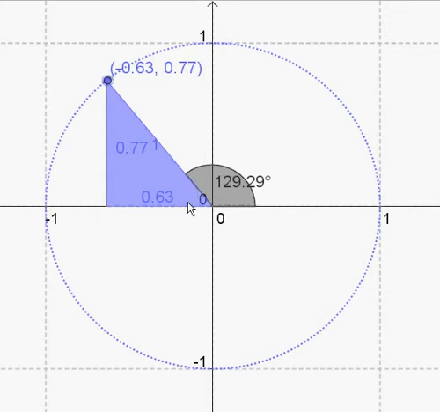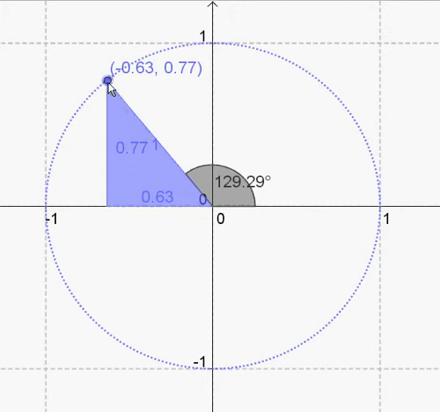The reference angle, let's see, if I know this line is 180 degrees, and this angle is, we'll say, 130, then I know that this angle on the inside here has to be about 50 degrees, 50.71 to be more precise. 50.71, and if you were to punch in your calculator the sine of 50.71, you would find that it's 0.77.